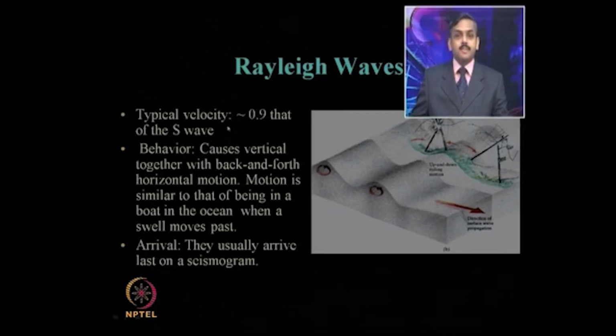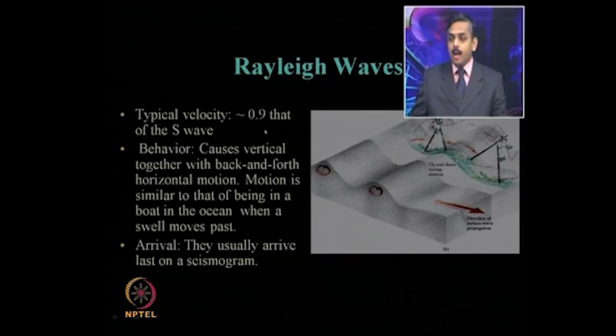An exact relation can be established. We will see that later if possible: the Rayleigh wave and the shear wave are related by the Poisson's ratio of the material. That we will discuss in our chapter on wave motions and wave theory. From that relationship, one can easily say that a typical Rayleigh wave velocity will be about 0.9 times that of the shear wave or secondary wave. And what is its behavior?